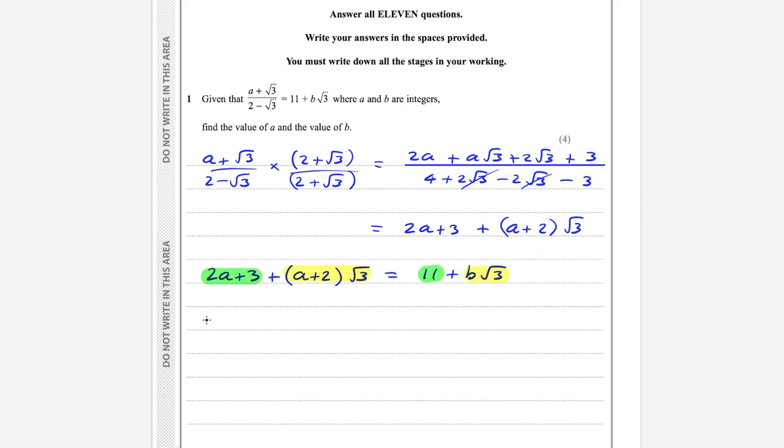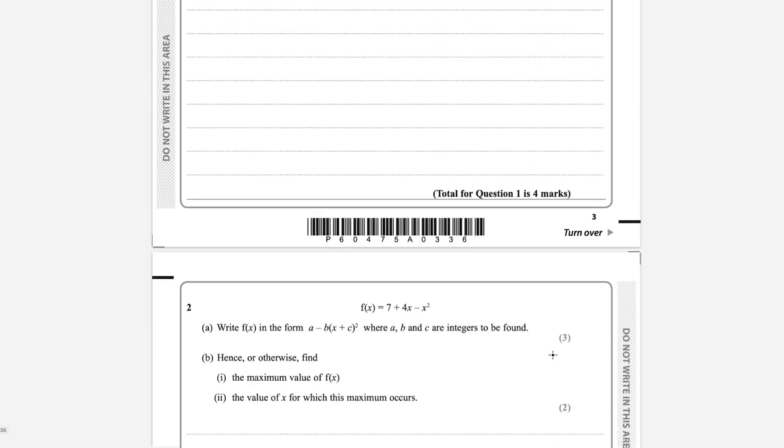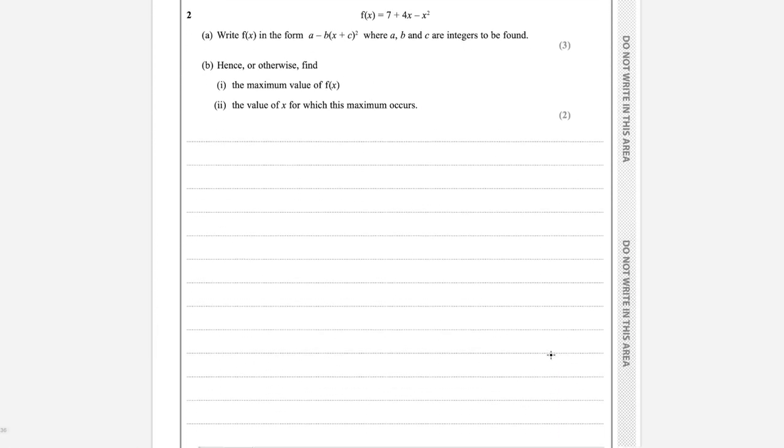So I can say 2a plus 3 equals 11, 2a equals 8, a equals 4, and then here I can say a plus 2 equals b, because I can basically remove the root 3's. We know a is 4, so 4 plus 2 equals b, so b equals 6. Okay, that's question 1. Question 2.